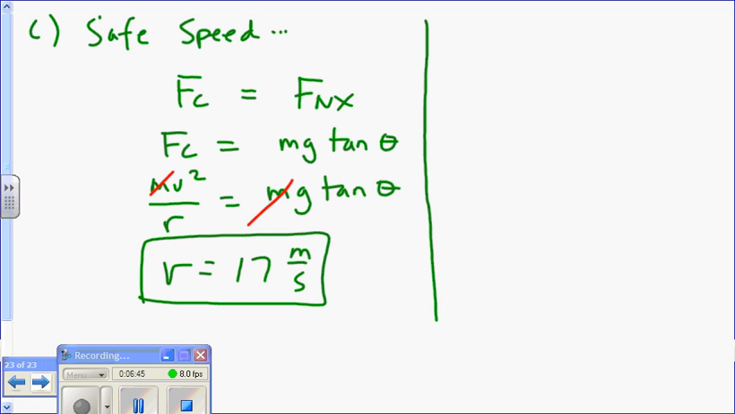Just to jump ahead to D, the answer is mass has no effect. We cancel mass out of the equation. It doesn't matter if you had a 100-pound car or a 10,000-pound car, it wouldn't affect your answer for speed. So mass has no effect.